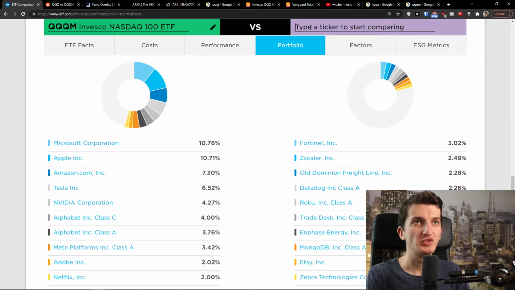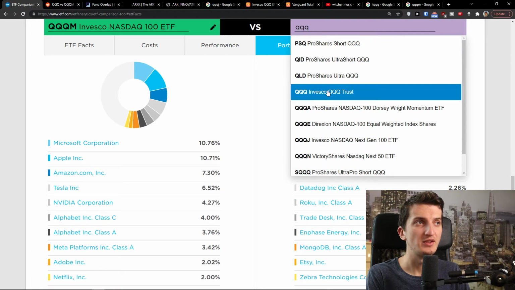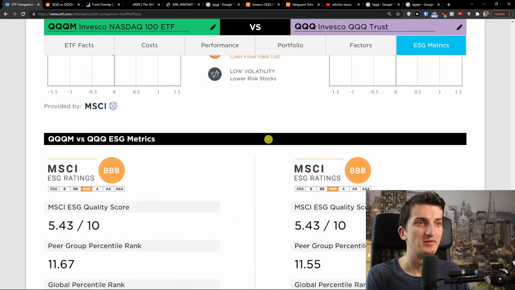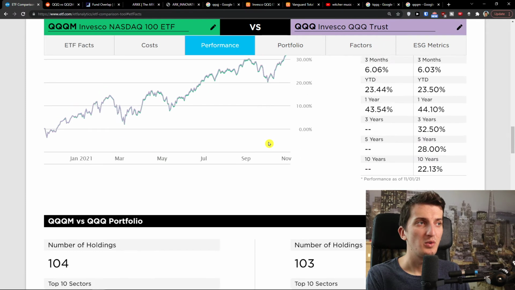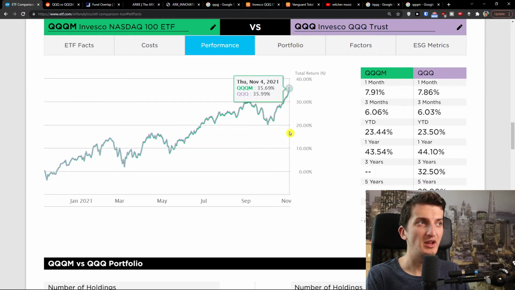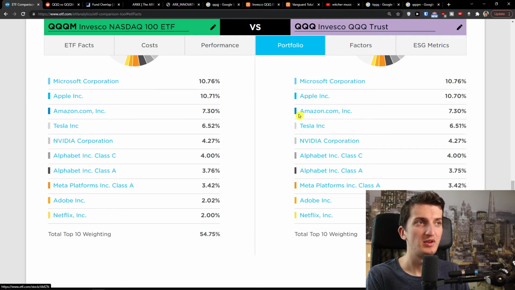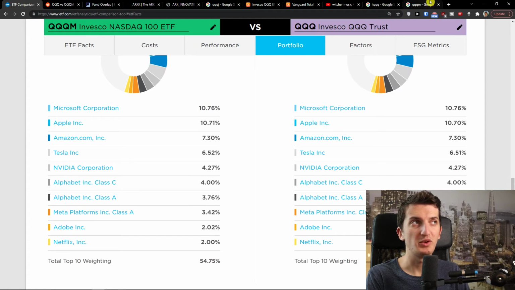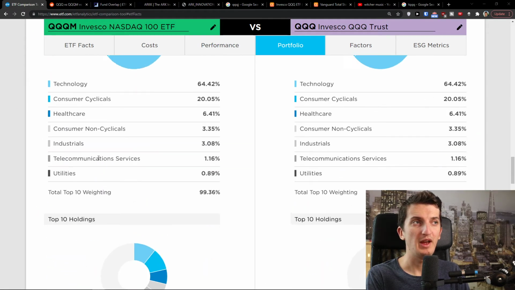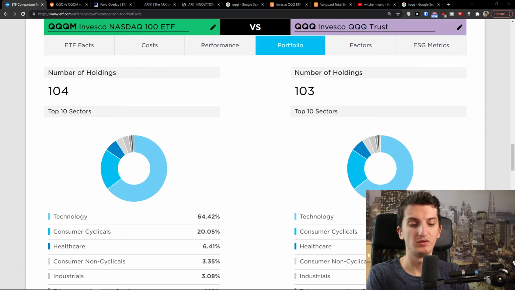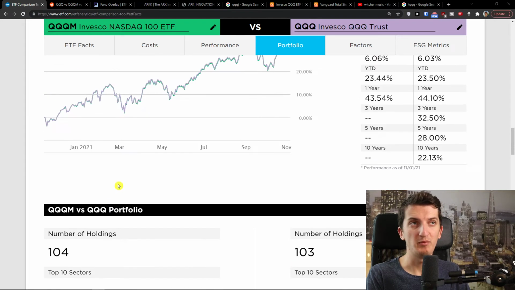Now, when we check the QQQM and QQQ, look at this. We see that the growth is literally the same. And we see that even the stocks are the same on QQQM and QQQ. This is what I exactly meant, right? And the sectors are also the same. So, yeah, that's pretty much it. And that's what's kind of important.